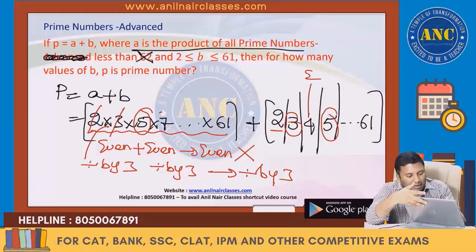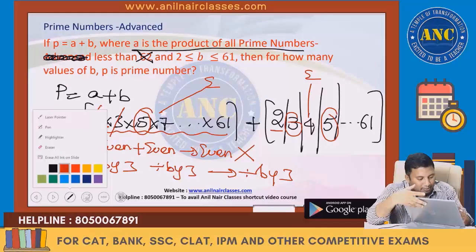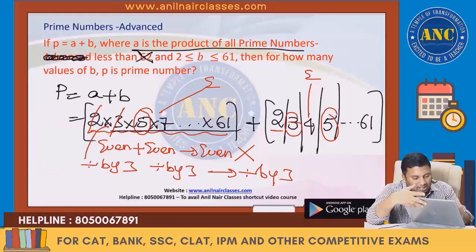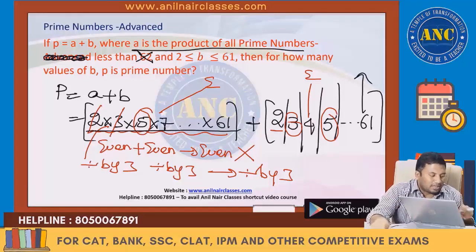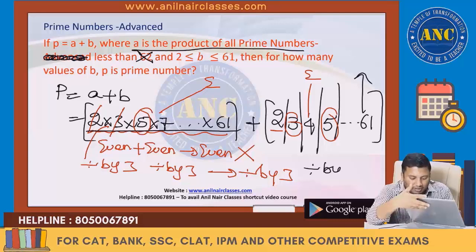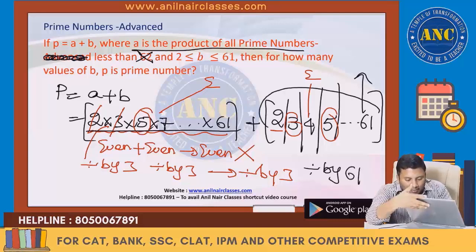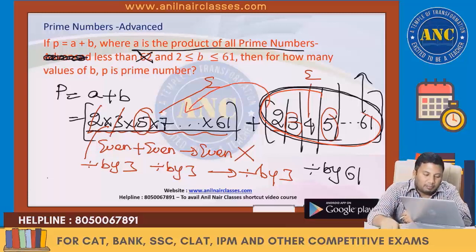This is an even number, this is an even number. Even number plus even number, the answer will be divisible by an even number. This is divisible by 61, this is divisible by 61. If I add two numbers which are divisible by 61, the answer will be divisible by 61. The root cause is that all the numbers present in B are either a part of the product or a multiple of an element in the set A.